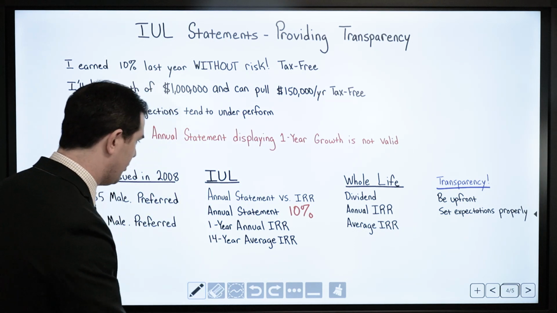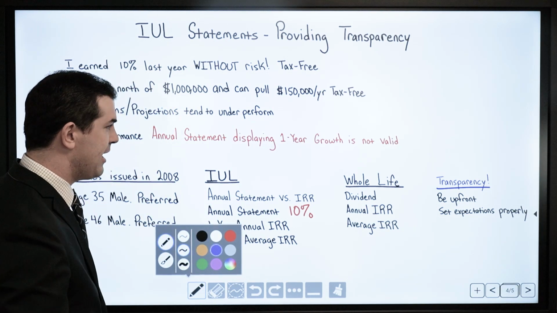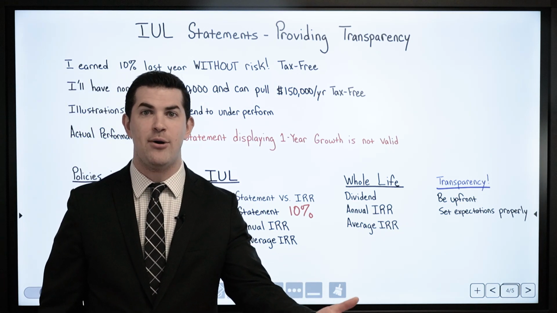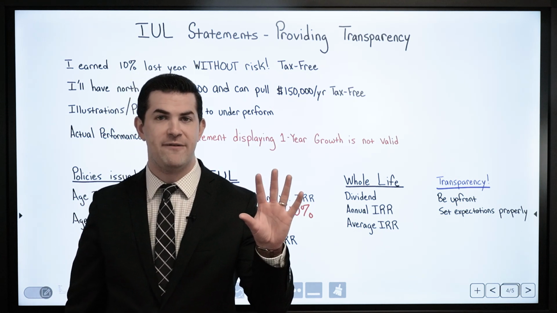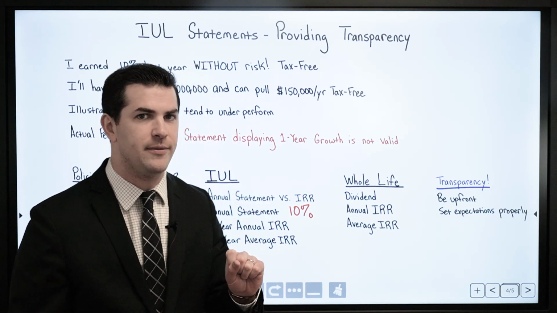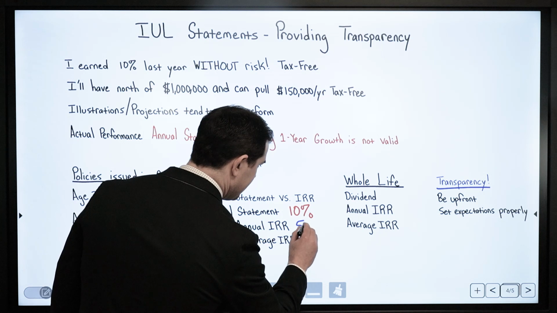The reality, though, is when I look at the annual internal rate of return, meaning I had $100,000 in cash value, and now I actually have $105,000. If it grew by $5,000, what would that annualized internal rate of return be? 100 to 105? 5%.